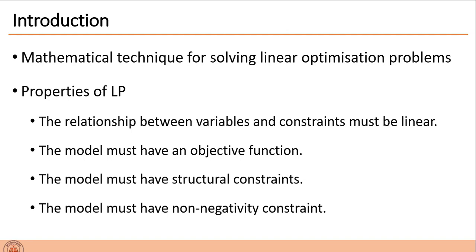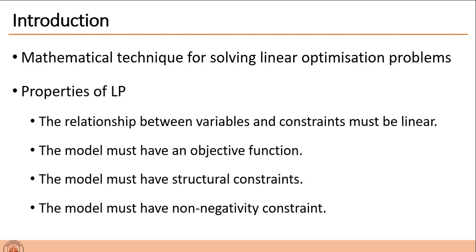One, the relationship between variables and constraints must be linear. So we're looking at linear, so all the variables must be linear. Linearity, we are looking at the coefficients being linear. So that is the linearity we're talking about here. Two, the model must have an objective function too. So maybe your objective is to maximize profit, or your objective is to minimize the cost. Whichever way it is, you must have an objective function.